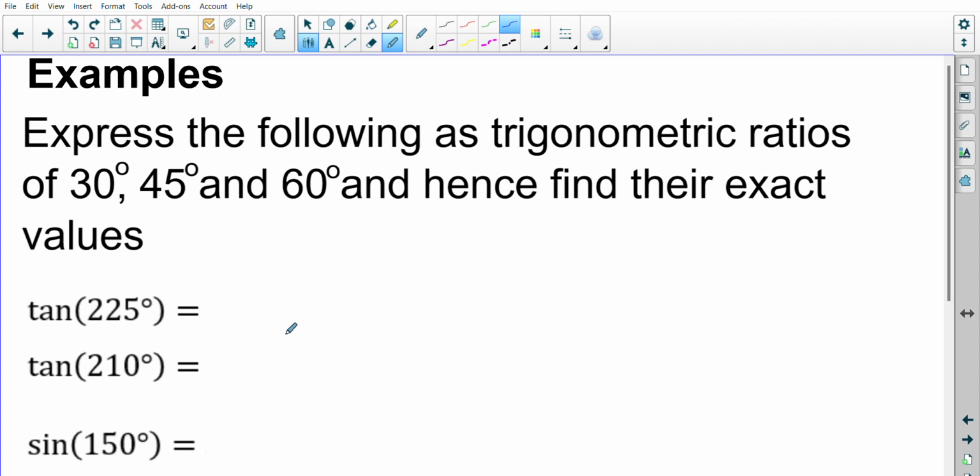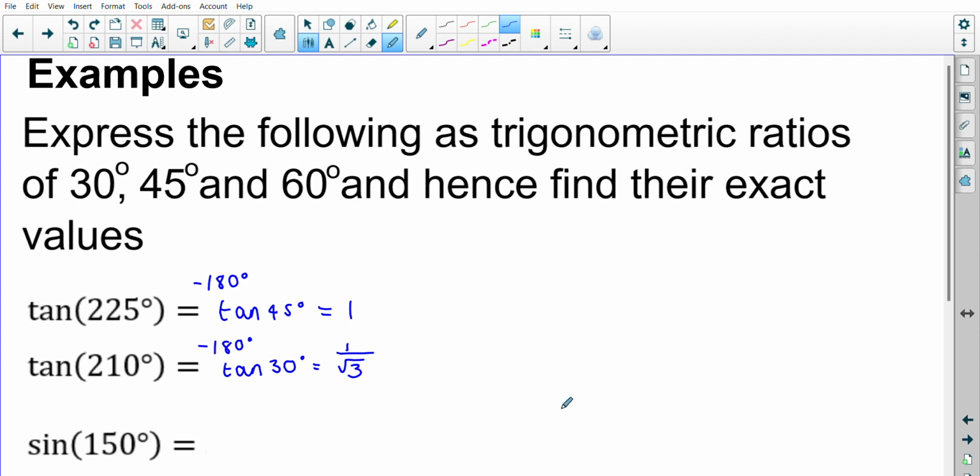So tan 225 degrees, something I know about tan is that it repeats every 180. So if I take off 180 from 225, I get tan of 45 degrees. And from the table, have that in front of you, tan 45 degrees is 1. So I've answered that one. If I do the same for the second one and take 180 degrees, because I've still got tan, I'll have tan of 30 degrees, which is 1 over root 3.